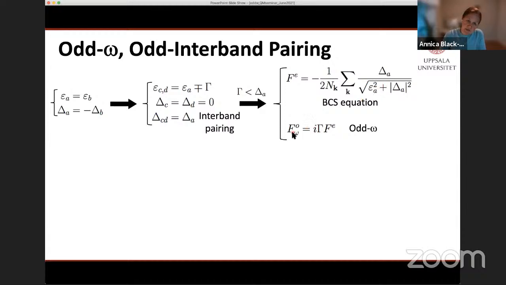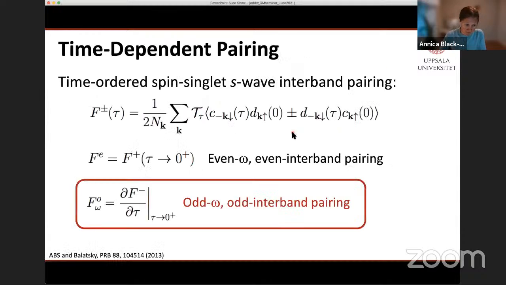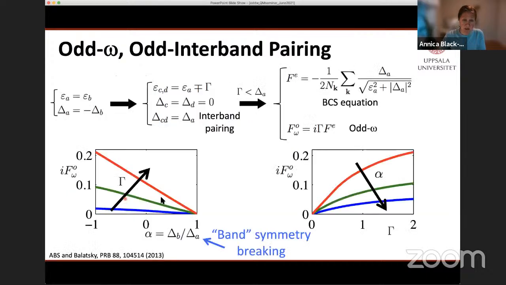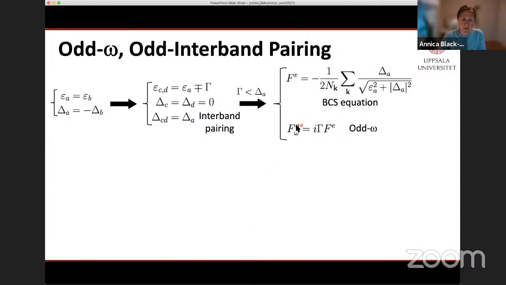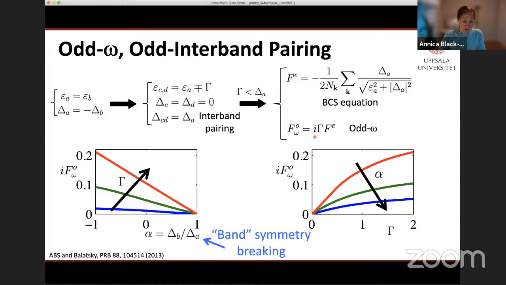And the odd interband pairing, defined with this derivative here, so we know it's odd, I have here. And that's just proportional to the even part times the interband scattering. And it's also an i here, and the i here is important because it means this state, even if it's odd in frequency, doesn't break time reversal symmetry, because time reversal symmetry requires a complex conjugation too.